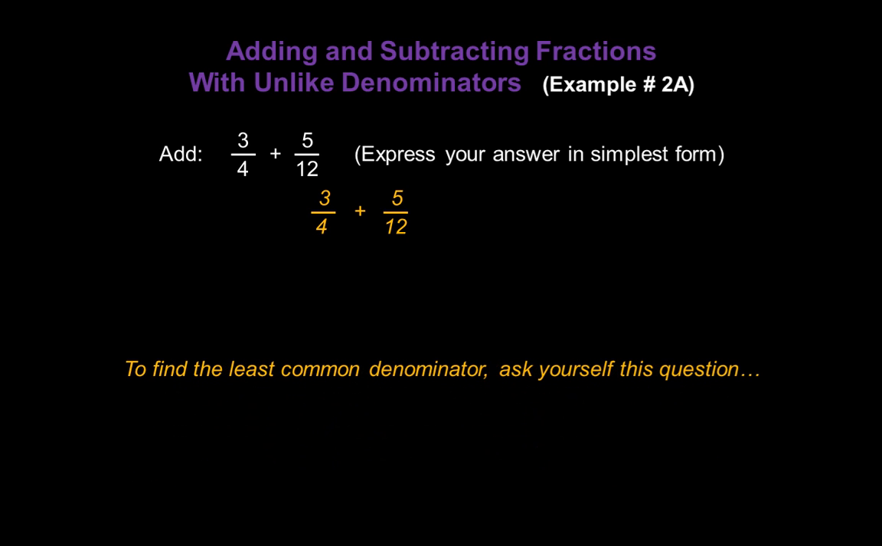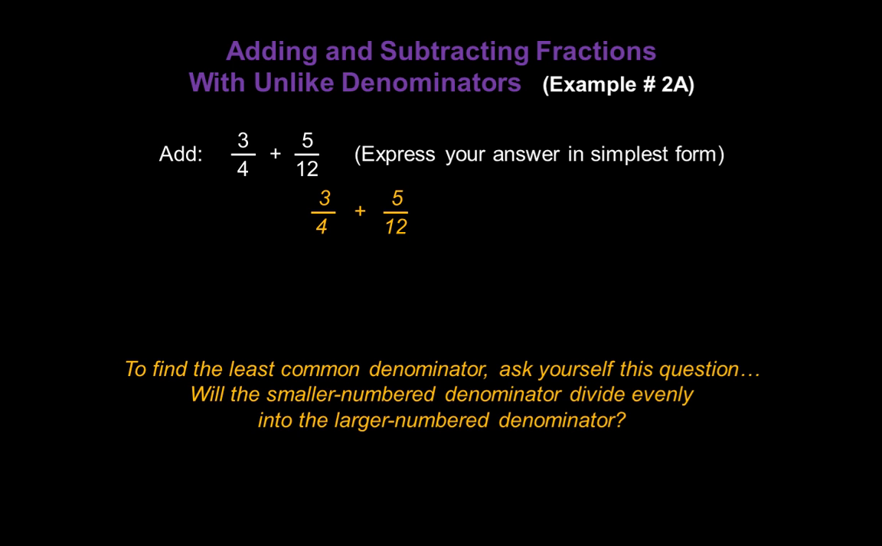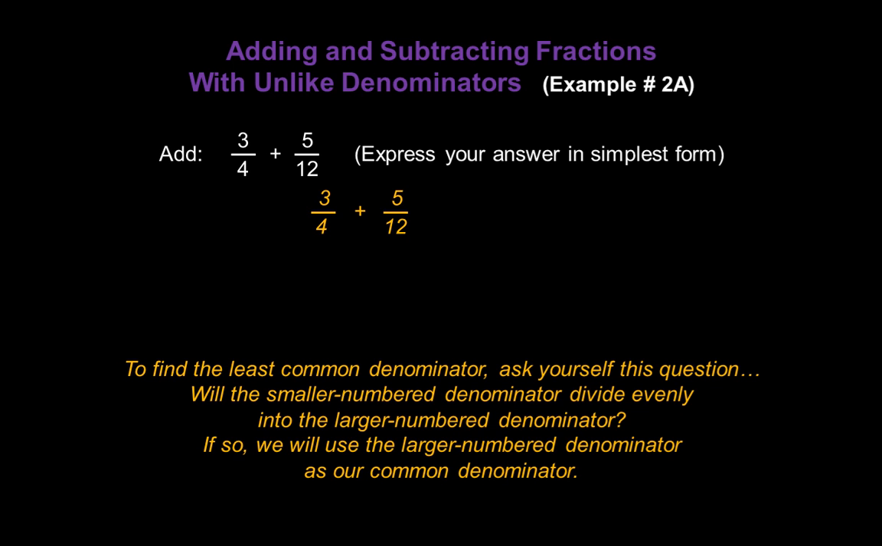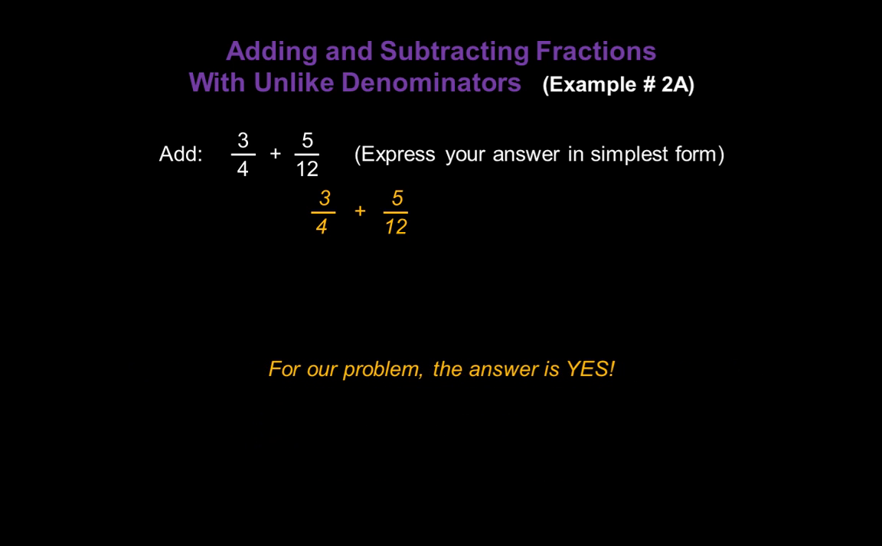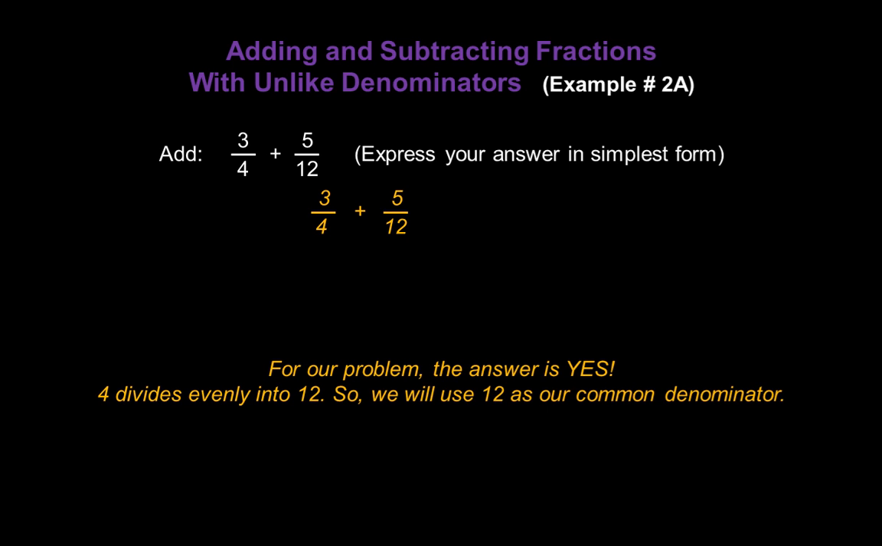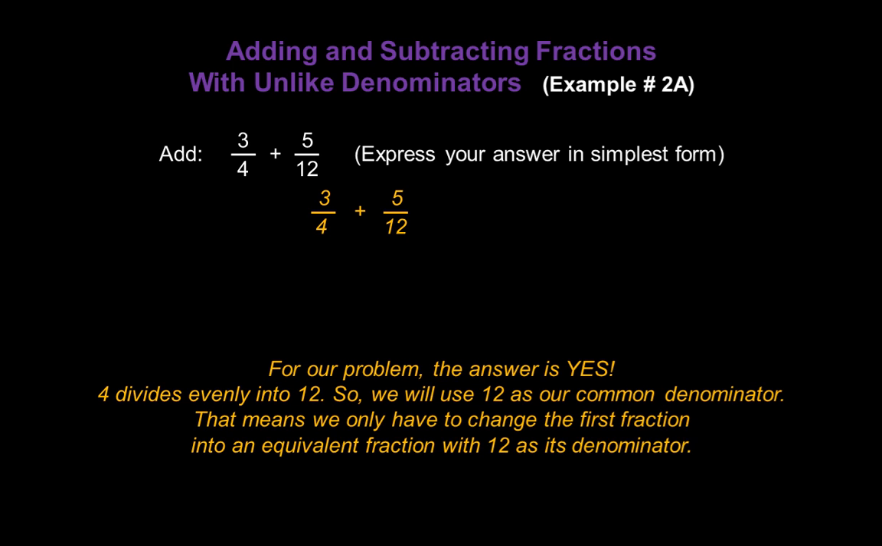Now, to find the least common denominator, ask yourself this question: will the smaller number denominator, in this case the 4, divide evenly into the larger number denominator, 12? If so, we can use the larger number denominator as our common denominator. For our problem, the answer is yes. 4 does divide evenly into 12, so we're going to use 12 as our common denominator. And that means we only have to change the first fraction into an equivalent fraction with 12 as its denominator. We'll be able to leave 5/12 as it is.